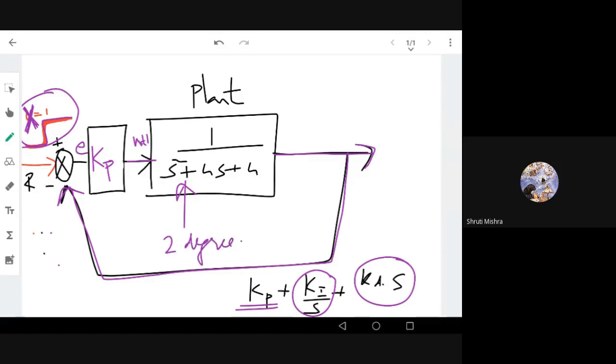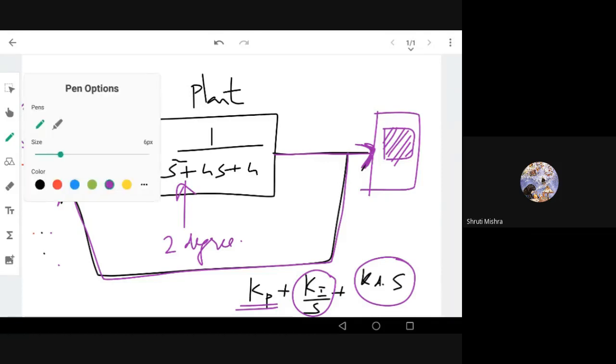So if you see the output now in MATLAB, there is an output scope. There's a symbol like this, scope. So what you will do, you connect the output to the scope. Now also parallel to the output, you also want to see the output with respect to the input.